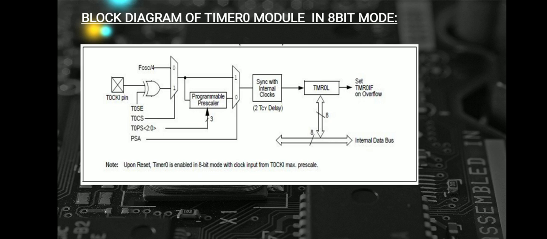And also, the Timer 0 module has an 8-bit prescaler. It is not directly readable or writable. Its value is set by the PSA bit, the prescaler assignment bit, which determines the prescaler assignment and prescale ratio. Clearing this bit assigns the prescaler to the Timer 0 module. When it is assigned, prescale values from 1:2 to 1:256 in power of 2 increments are selectable, as we already discussed. The prescaler assignment is fully under software control and can be changed on the fly during program execution.